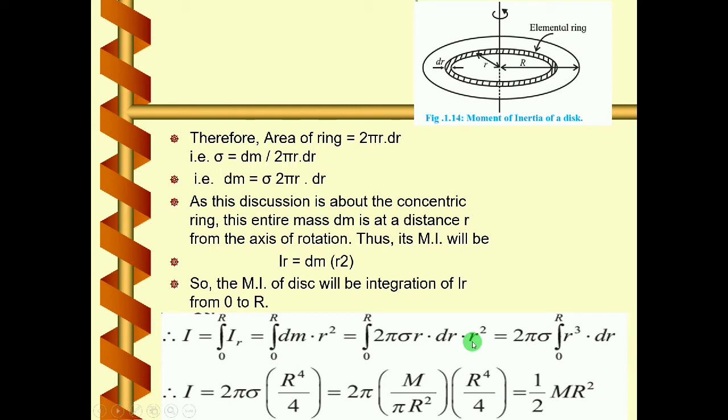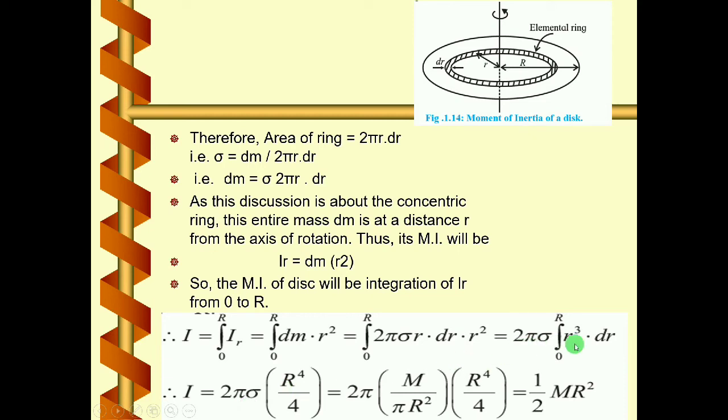What you will do is take the constants out and integrate for the variable. So 2 pi sigma we take out, and here r into r square will be r cube, so r cube into dr. This small r is the variable here that ranges from 0 to capital R. So 2 pi sigma as it is.